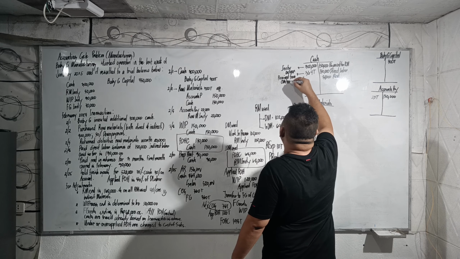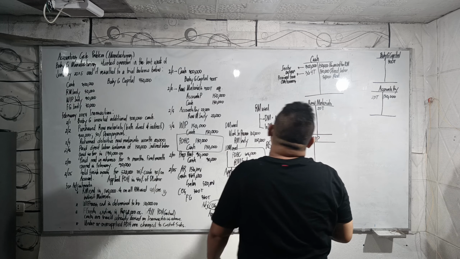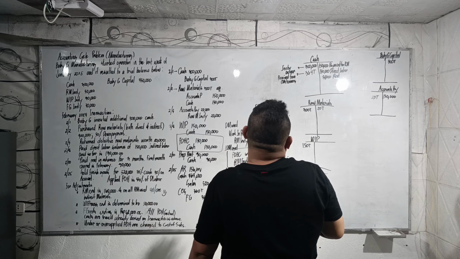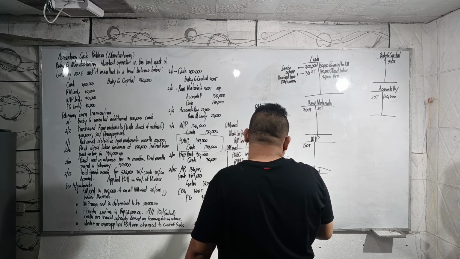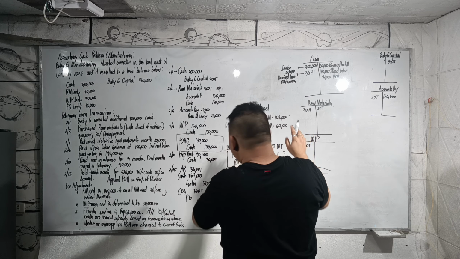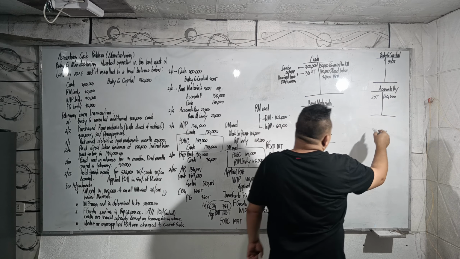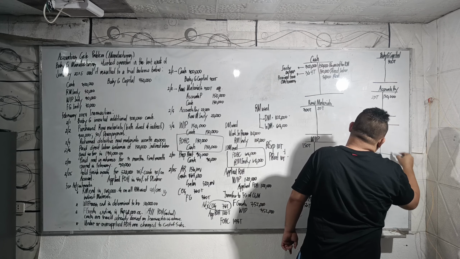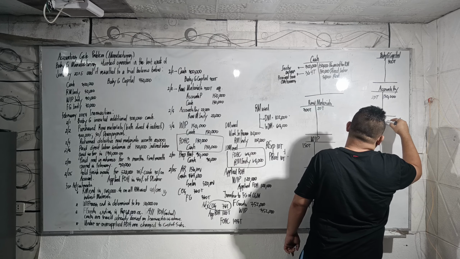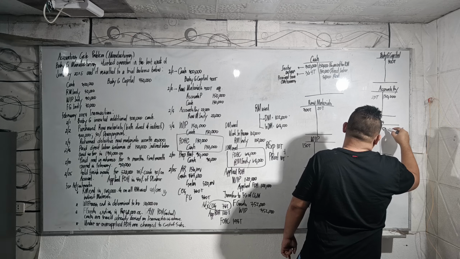Received from customers. Okay, that's it. I don't care if that is not written legibly, as long as you can understand that it is received from customers 364,000, and we have credit sales. The sales is 520,000.